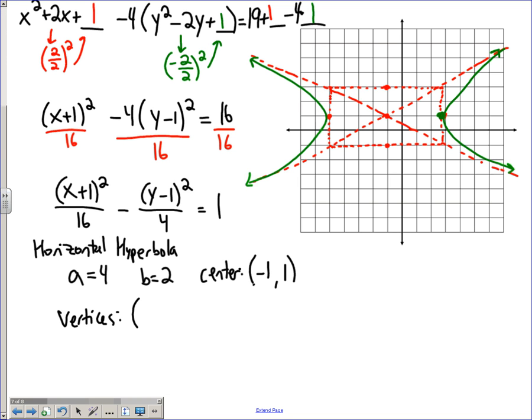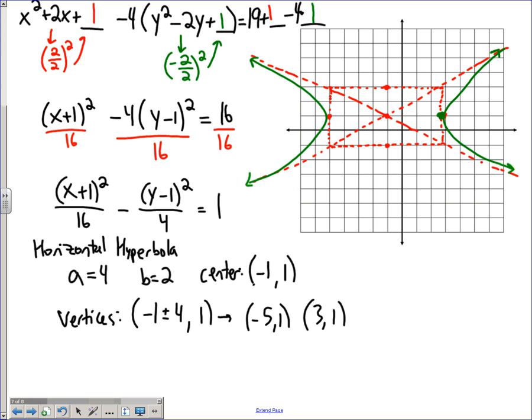But we also know that we started at an x value of -1 and we added and subtracted our a value of 4. And our height is 1 no matter what. So that's going to give us -5, 1, and 3, 1.